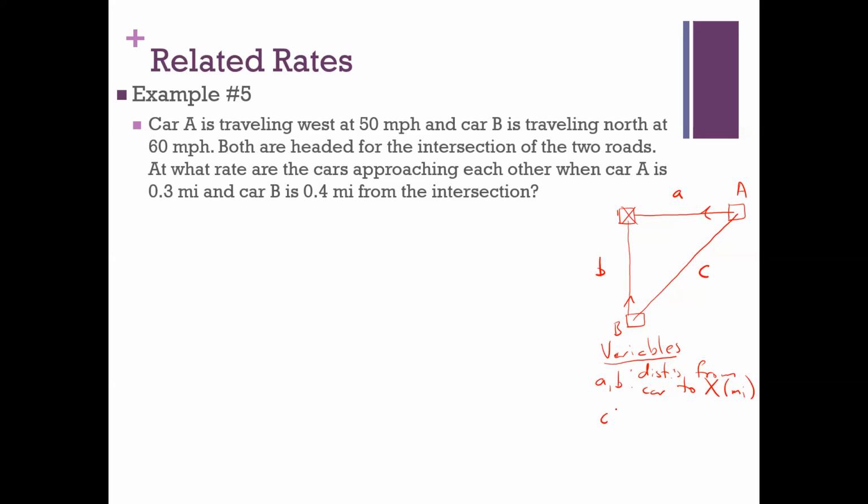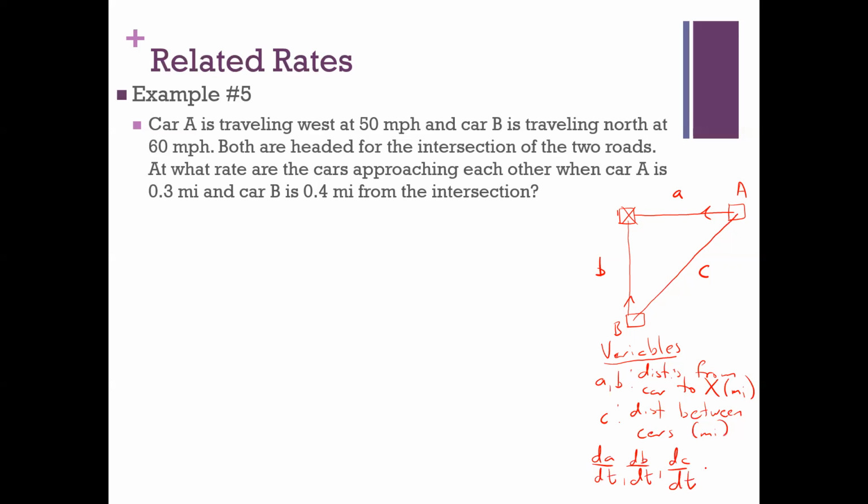So C is the distance between cars, also in miles. Any other variables we should look at? So yeah, I think dAdt, dVdt, and dCdt.